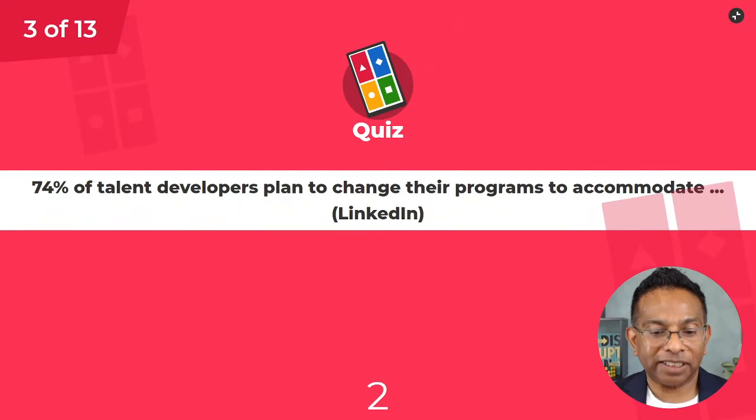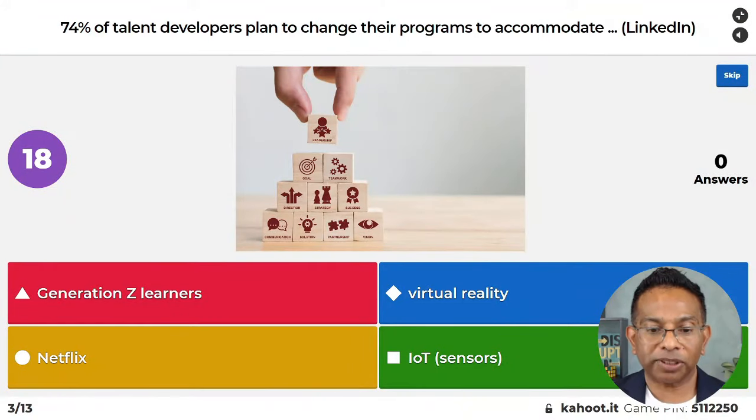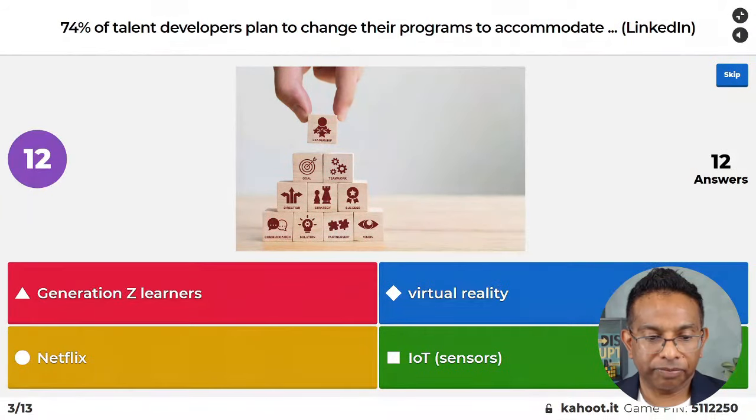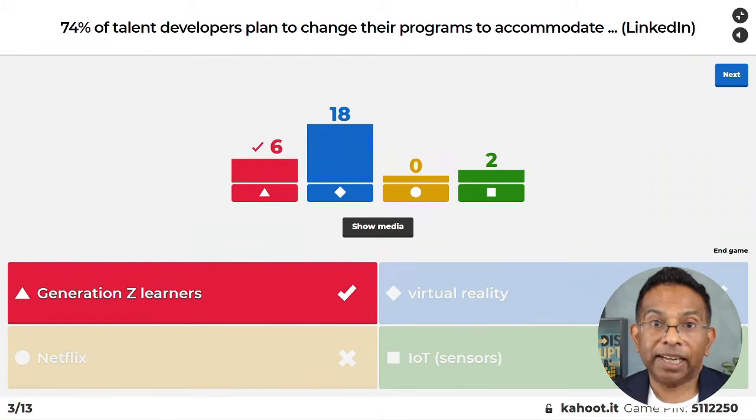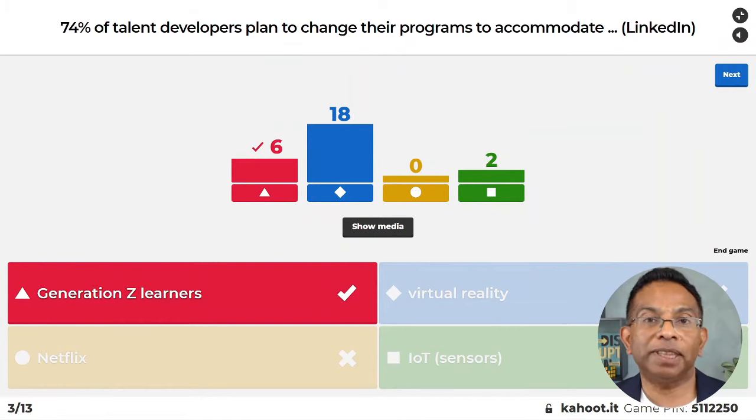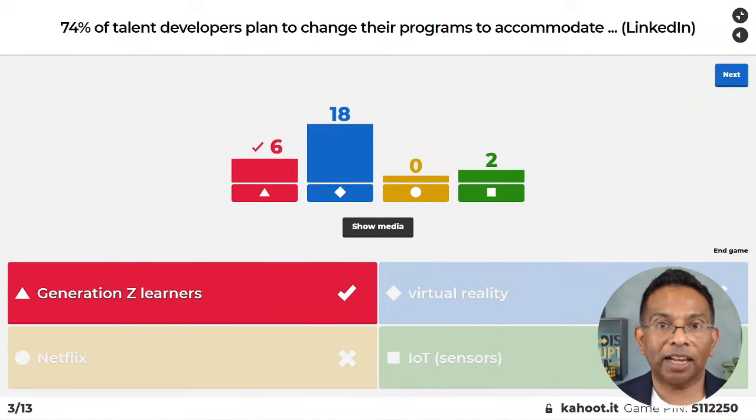Okay, so this is the majority of talent developers plan to change their programs to include what, according to LinkedIn? Yeah, so it's interesting. So, yeah, they're looking at Gen Z. So Gen Z are the youngest people entering the workforce now. They're like in their early 20s. They're going to be 35 to 40% of the workforce in the next 10 years' time. So it's a really significant part of our talent, and we're just going to be thinking about them. And already it's good to see that so many talent developers are looking at accommodating that.